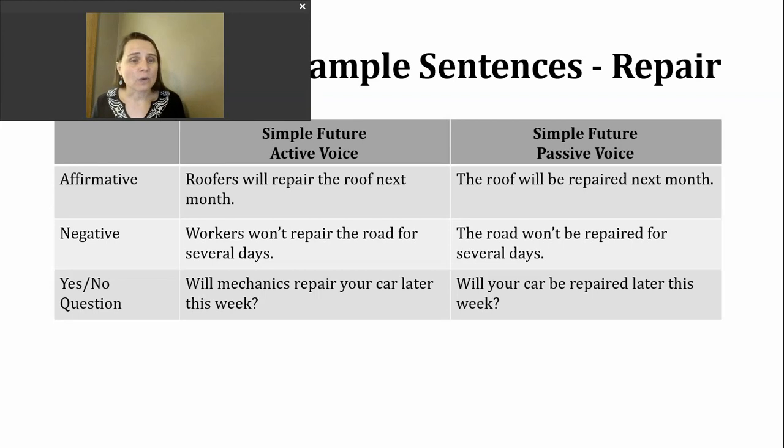In passive voice, we're going to start with will, and then what comes next is the object or the thing that receives the action, followed by be and the participle form of the verb. Will your car be repaired later this week? We might just be making the assumption you're going to have a professional, an expert who works with cars, make the repairs.